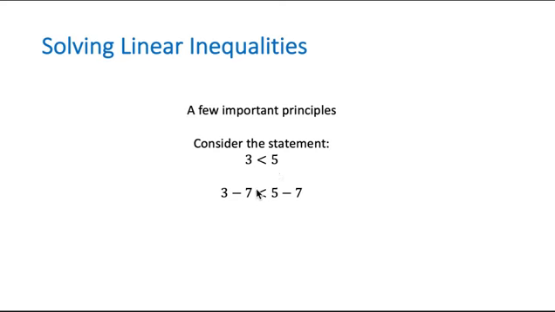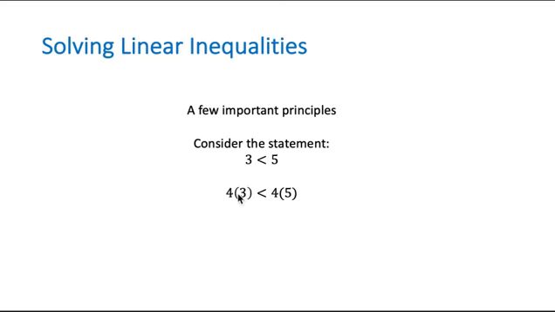What if I subtracted the same number from both sides? Is that statement still true? Well, yeah, because 3 minus 7 is -4, and 5 minus 7 is -2. So yes, it is still a true statement. -4 is less than -2.